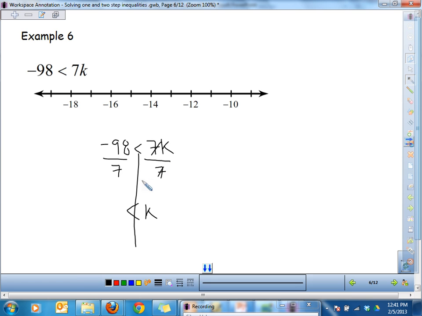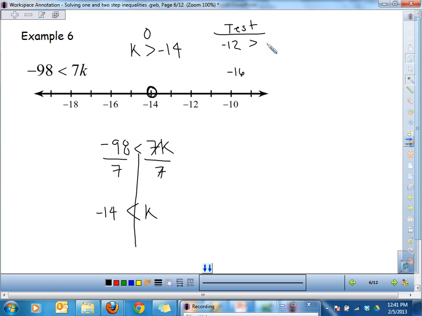Now I can finish out the other side. A negative 98 divided by positive 7 is a negative 14. In order to graph this, I need my k to be first. I'm going to rewrite this as k is greater than negative 14. I need an open circle. That's 14. I'm going to pick two test points to decide which way to graph. First, I'm going to pick negative 12, and I'll also pick negative 16.